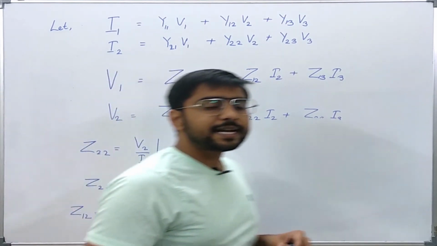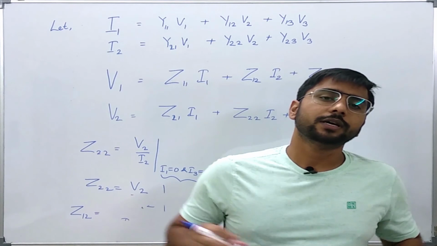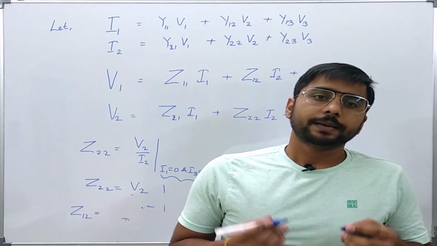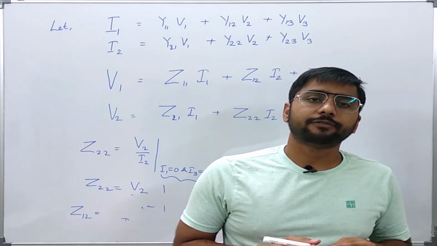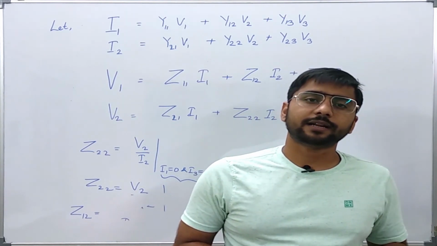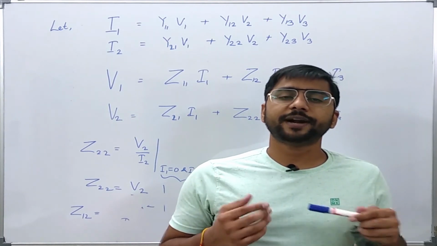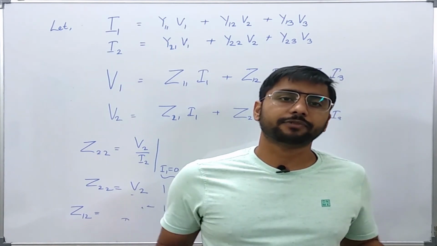Now in the next lecture what we will do, we will try to formulate an algorithm to find the impedance matrix for a given network. One method is just by inverting the admittance matrix, and the other method will be the algorithm which can be computerized to find the impedance matrix for any given network.